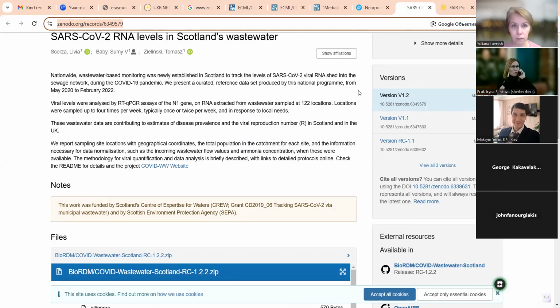Next, accessible. Really, it can be opened from any browser. You don't need to log in.